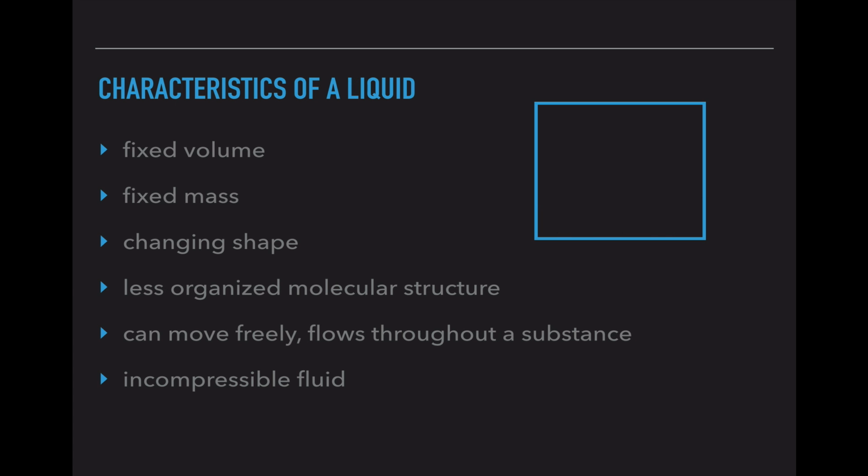So the next substance that we have is a liquid. Again, a liquid has a fixed volume. If I have 5 grams of water, the volume is going to be the same at all times. It has a fixed mass. 5 grams of water will always have a mass of 5 grams, but it has a changing shape. That 5 grams of water will take the shape of any container that I put it in. So it could be in a little bowl, it could be in a cup, it could be in a thimble. It doesn't matter because it takes the shape of that container.